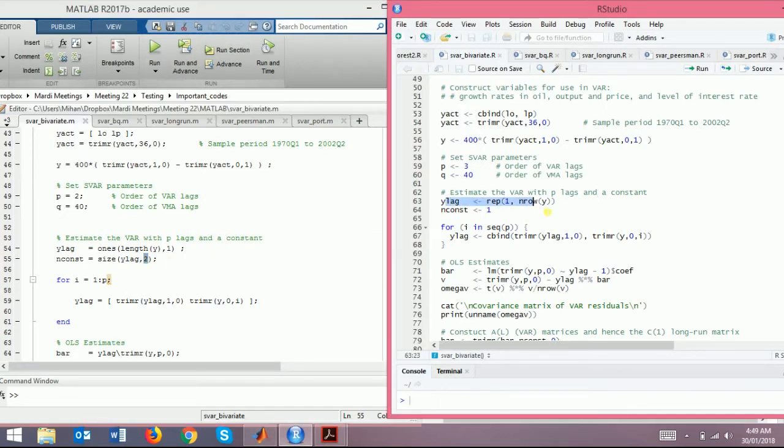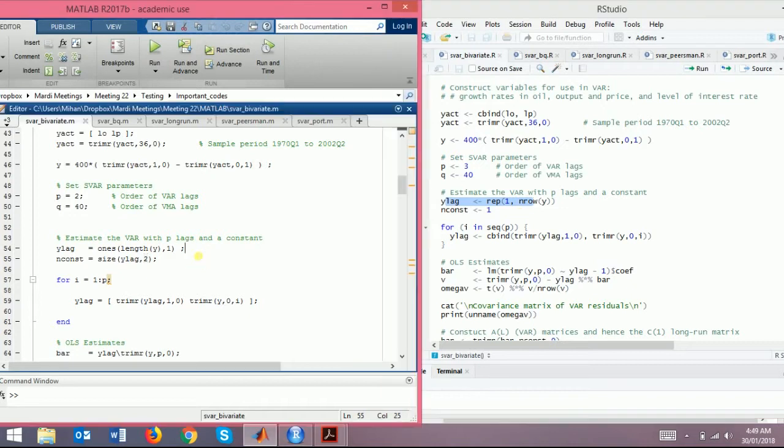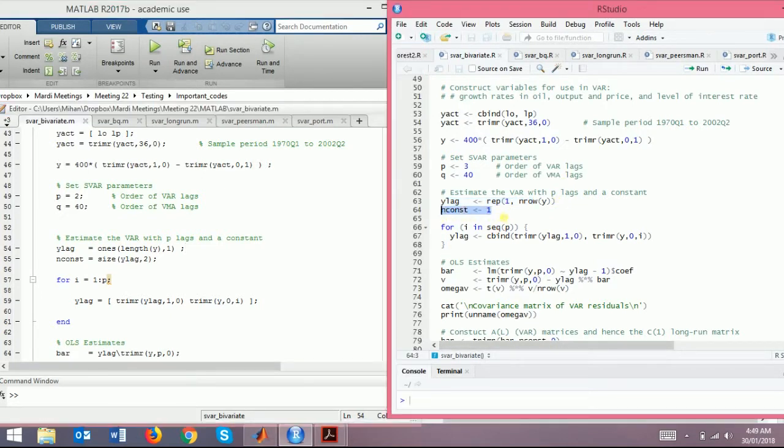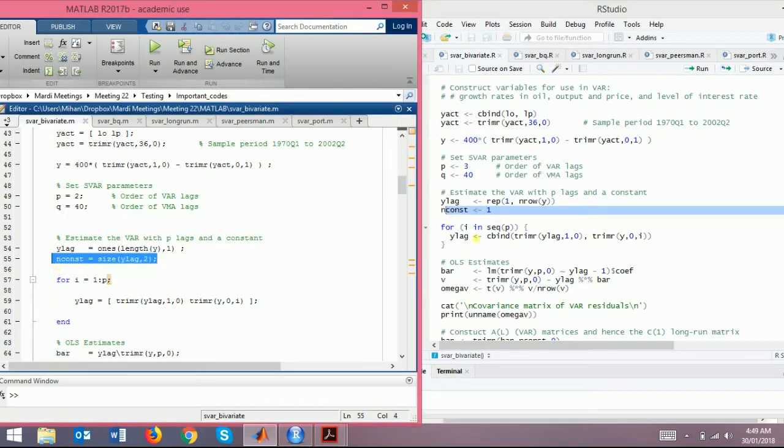So here for ylag, we are setting it to store the data, replicating 1 for up to y rows, and the number of constants is just 1. So instead of using a size, we are simply specifying that we have just one constant, which is more flexible. Then for the sequence 1 to p of ylag, we are doing column bind. I mean, we are combining these two columns, ylag 1 and ylag i.